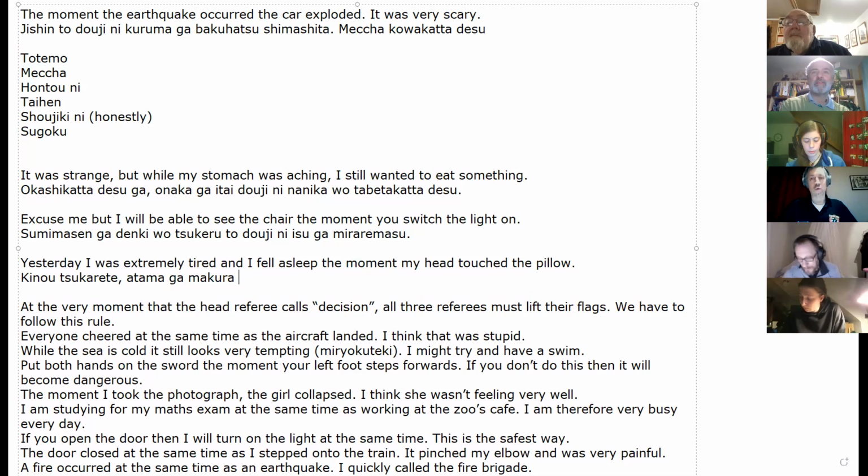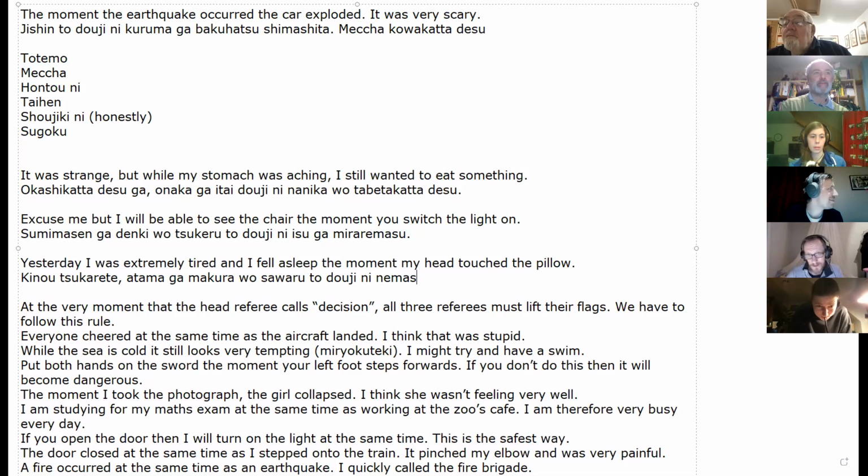Touch, you may not know this, it's sawaru. You can use sawaru, ataru. If you want to say when my head smashed into the pillow, you could use butsukaru. Sawaru means touch or make contact. Atama ga makura o sawaru to doji ni. Good. Nemasu. Go on, do it. It's in the past, so nemashita. Good. Kinou tsukarete atama ga makura o sawaru to doji ni nemashita. Very good.